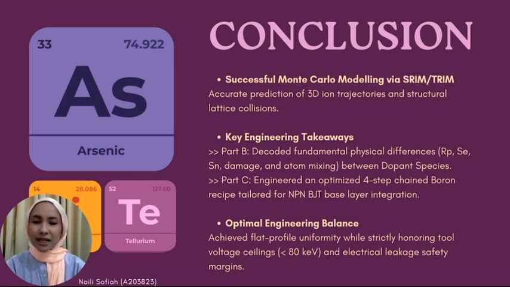In Part C, it demonstrated how multiple boron implantation steps can be combined to form a box-like doping profile for the NPN-BJT base layer. The final selected recipe represents the best trade-off between uniformity, voltage limit, and leakage control.